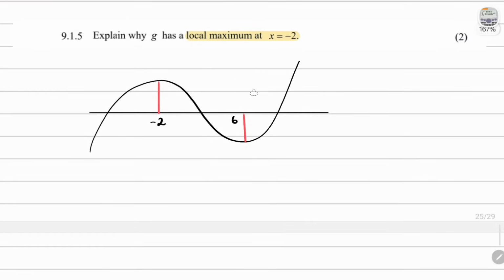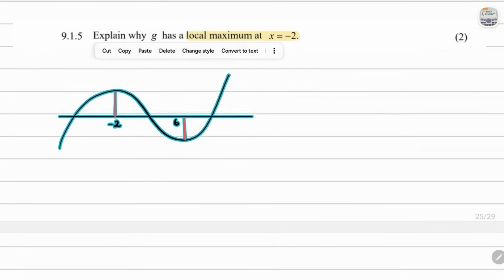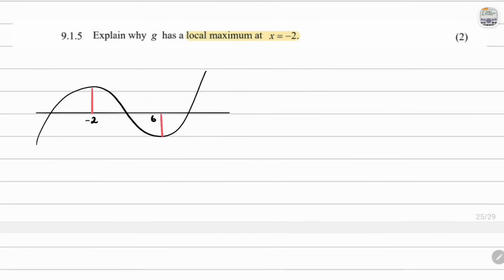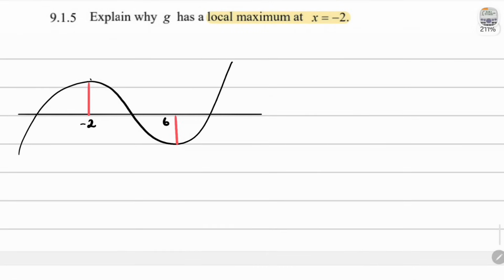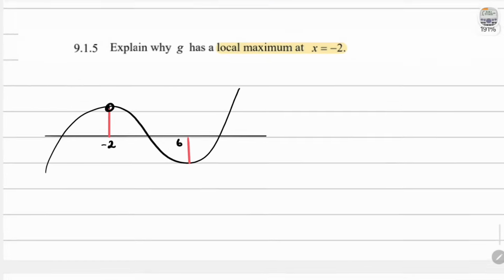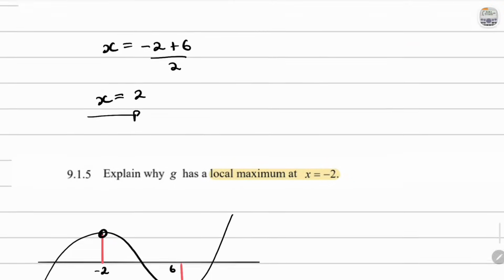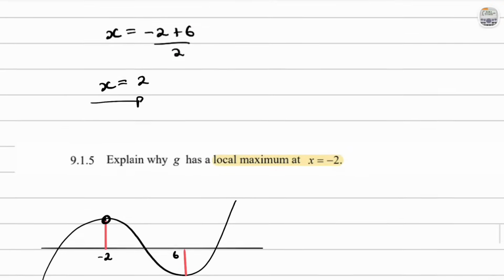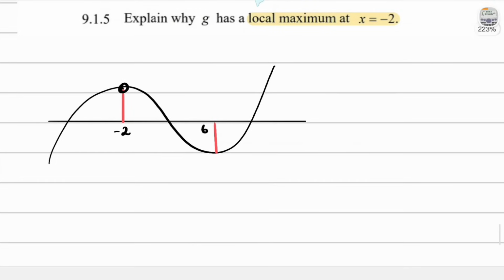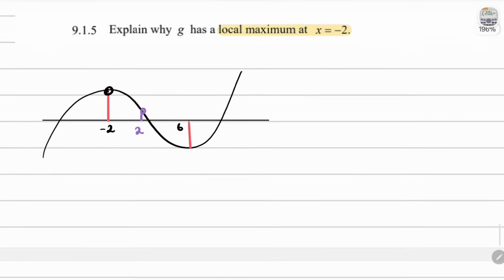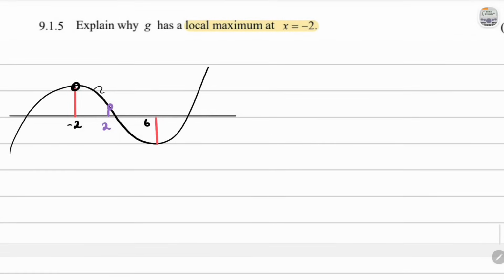Okay, so for this question, here's how I will go about telling them that this is the local maximum. Since they asked us to find the x value of the point of inflection, we can use that. We can just use that we know where this is now. So let's say this is our point of inflection at x equals 2. Here's the thing about it. We're going to first state that we know these are turning points by telling them that g prime of -2 is equal to 0.